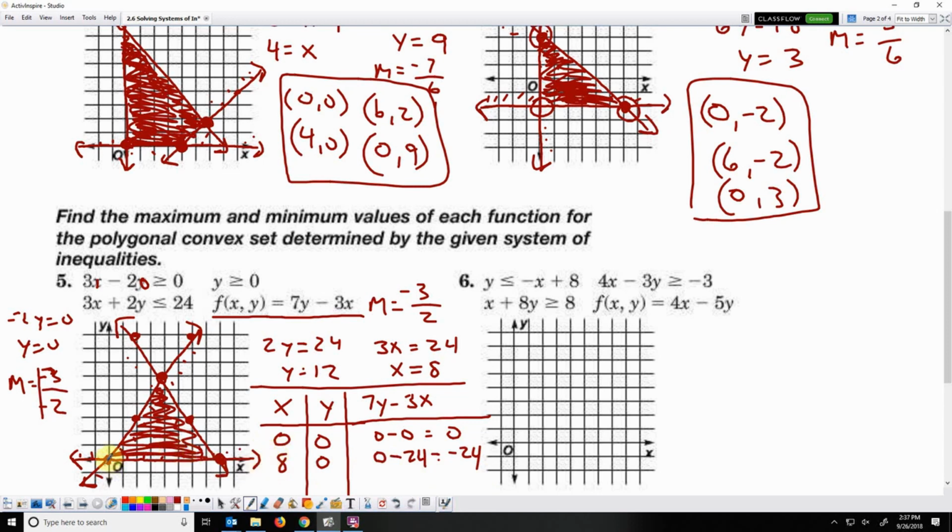And then my last coordinate, 1, 2, 3, 4, 1, 2, 3, 4, 5, 6. I've got 4, 6. So that's 7 times 6, which is 42, minus 3 times 4, which is 12, and that is 30. So we are asked for a maximum and a minimum value for this function given those coordinates. So for this one, my maximum is the highest output, and that is 30, and the minimum is the lowest output, which is negative 24.